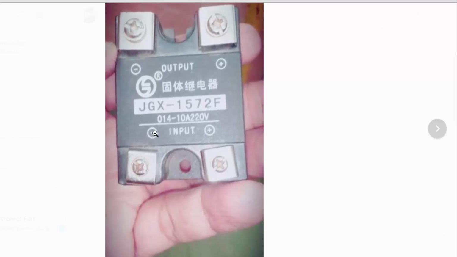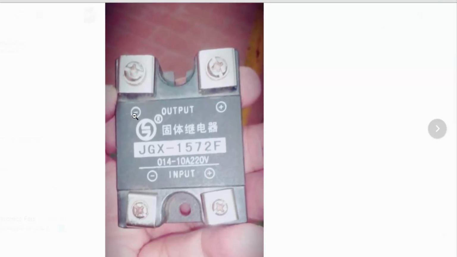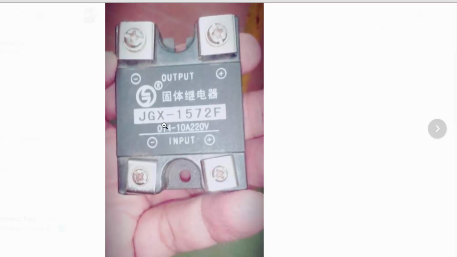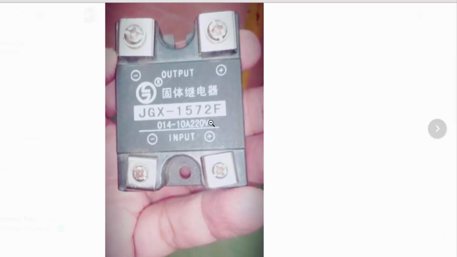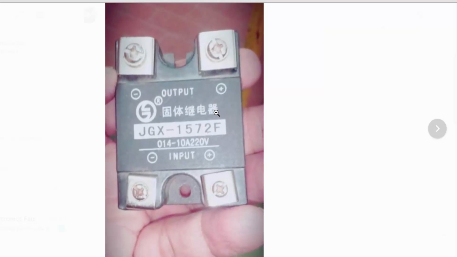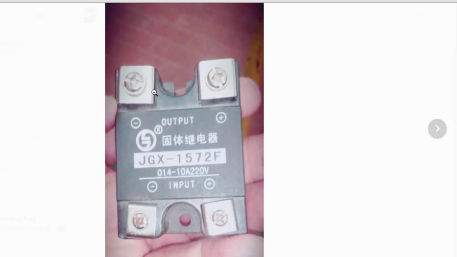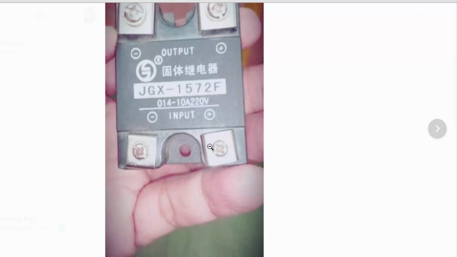It has input negative and positive, and here it has negative and positive. That means it is a DC component, and its part number is JGX-1572F. What is this? We will discuss in detail its structure and its function. The upper side is the output side, and the lower side is the input side.